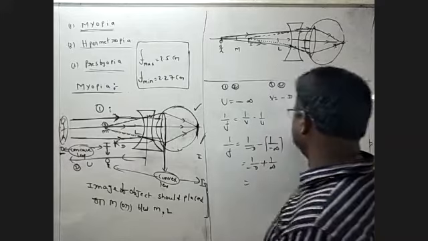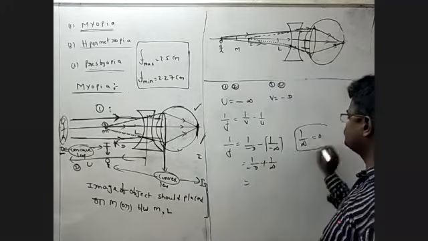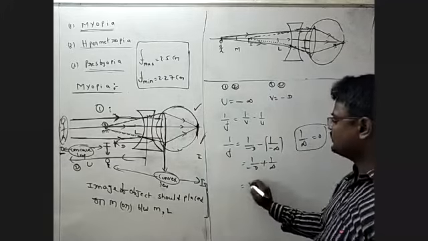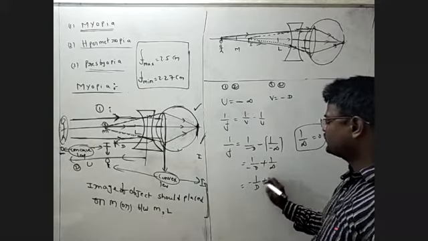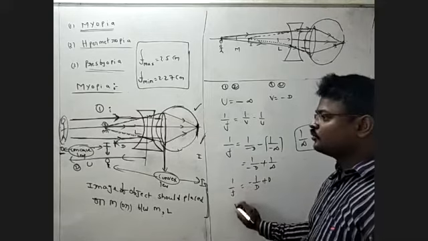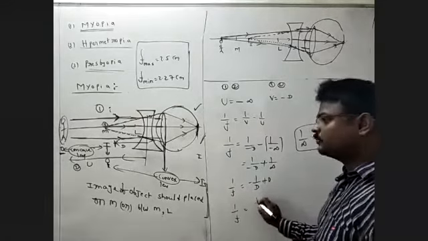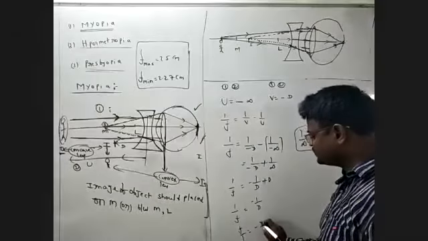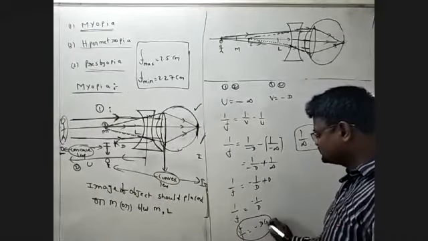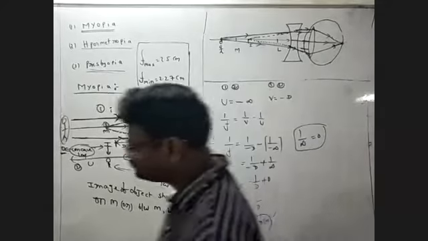1 by infinity is equal to 0 value. This is minus 1 by D plus 0, which is a 0 value. This is 1 by F. 1 by F is equal to 1 by minus 1 by D. So F by 1 is equal to minus D. This is in centimeters.